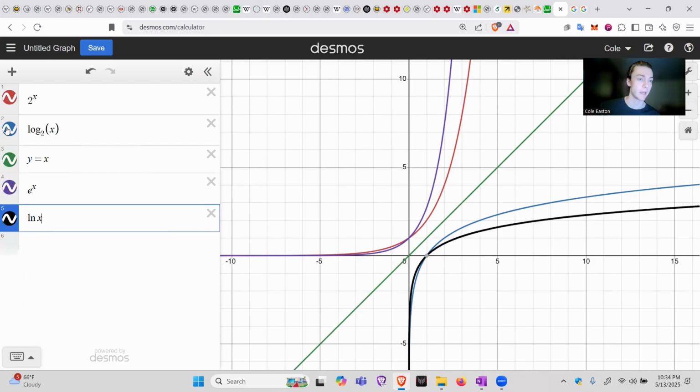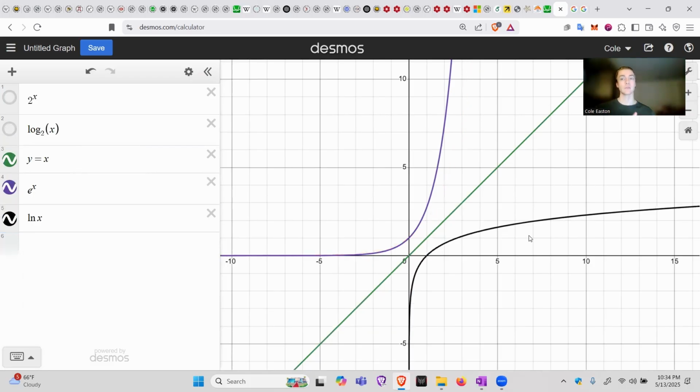So let me hide these graphs with 2 really quick, so you can just see these graphs. And once again, they're mirror images of each other. And ln of x means the same thing as log base e of x, right? You see these are exactly the same graph because they mean the same thing. And so that's saying, what power do I need to raise e to get my particular x?